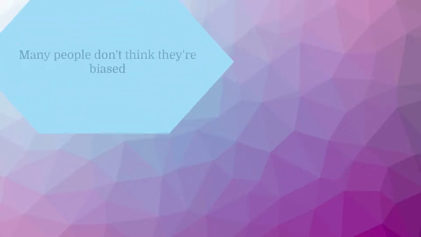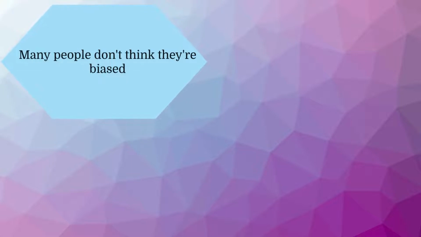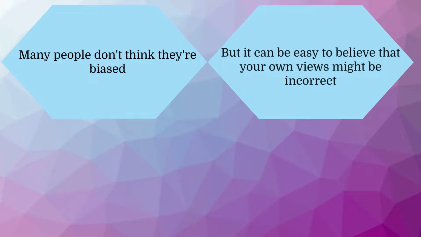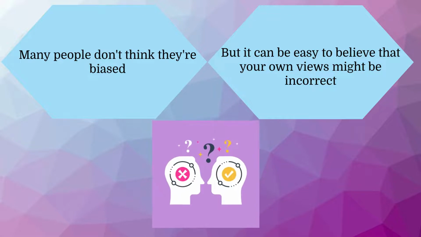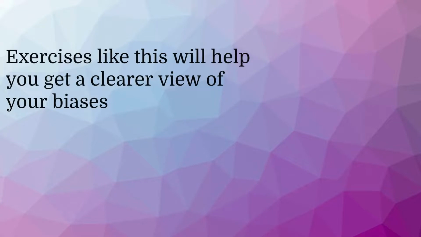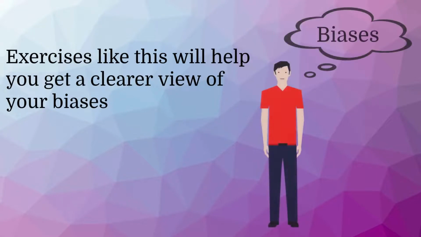Many people think that they aren't personally biased, or that they know their own biases. But it can be easy to erroneously believe that one's own views are correct and neutral, and that it's the others who are misled, since confirmation bias leads us to favor our already held beliefs. Exercises like this will help you get a clearer and more objective picture of your own biases so that they don't get in the way when you investigate the news.